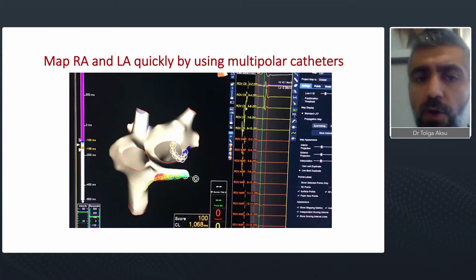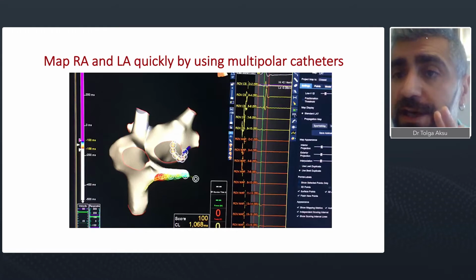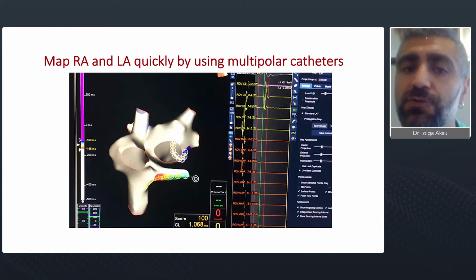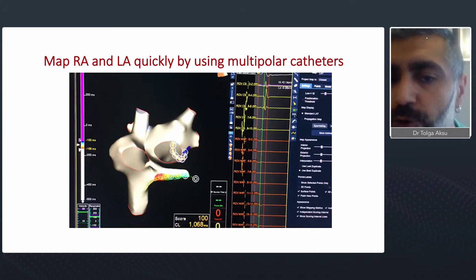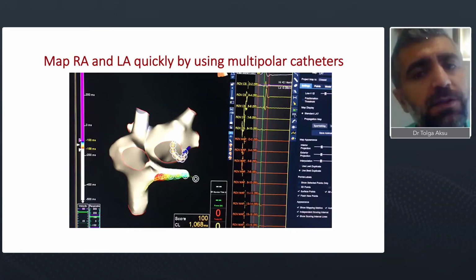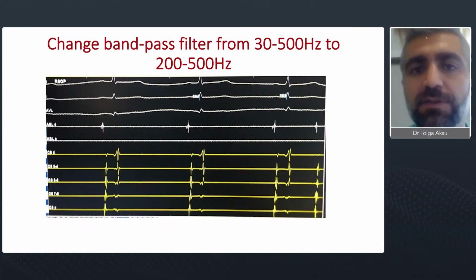In the first step, we mapped right atrial and left atrial structures. This is very important because, again, great majority of epicardial ganglia are located in midline area between right atrial and left atrial structures. So you should demonstrate this close relationship between superior vena cava and right superior pulmonary vein, coronary sinus ostium and lower part of left atrium and interatrial septum. You can use any mapping catheter to map right atrial and left atrial structures, but then we changed our mapping catheter with a classical ablation catheter, and then we changed our bandpass filter to 200 and 500 hertz.